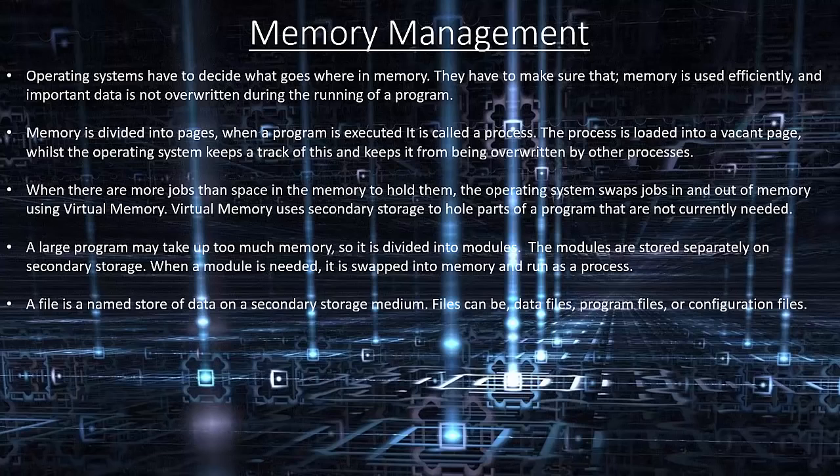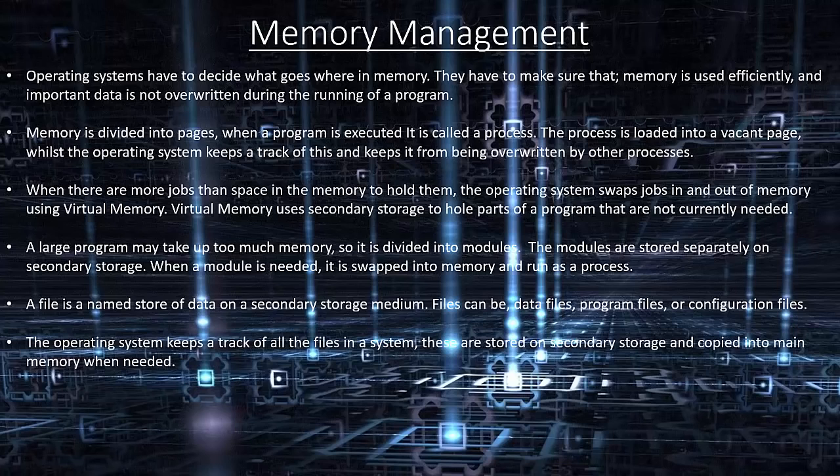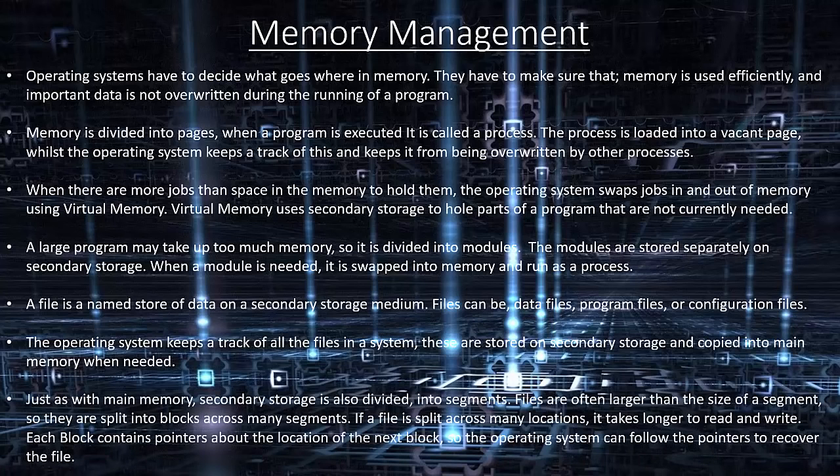A file is a named store of data on a secondary storage medium. Files can be data files, program files, or configuration files. The operating system keeps track of all the files in the system. These are stored on secondary storage and copied into main memory when needed. Just as with main memory, secondary storage is also divided into segments. Files are often larger than the size of a segment, so they are split into blocks across many segments.